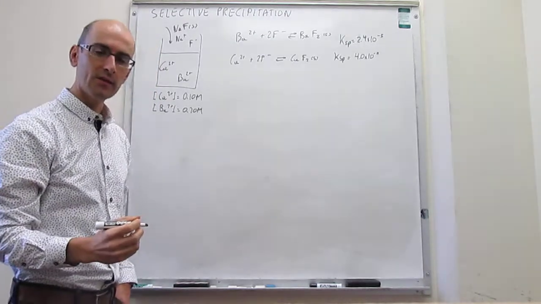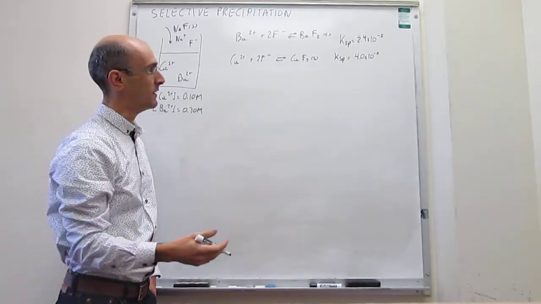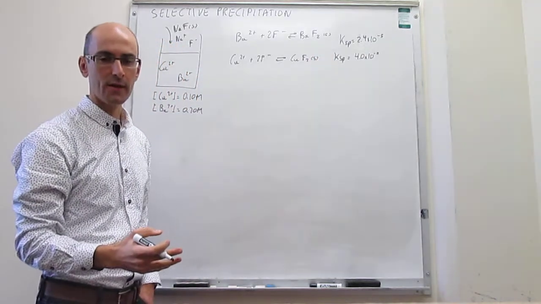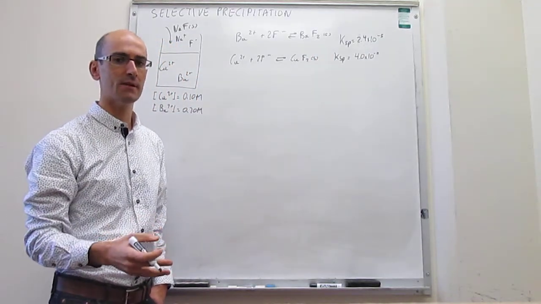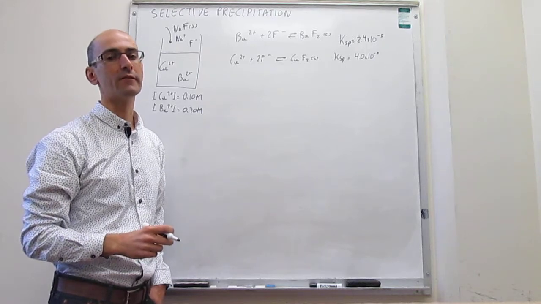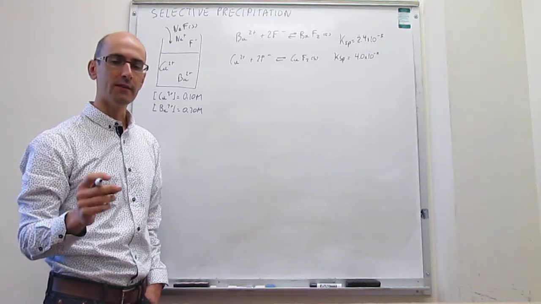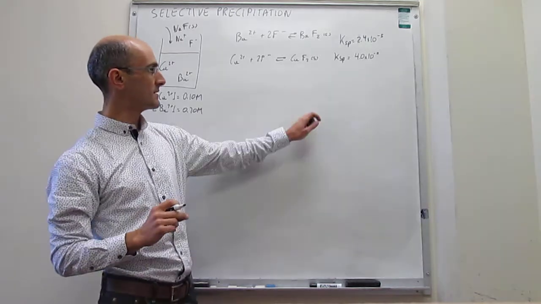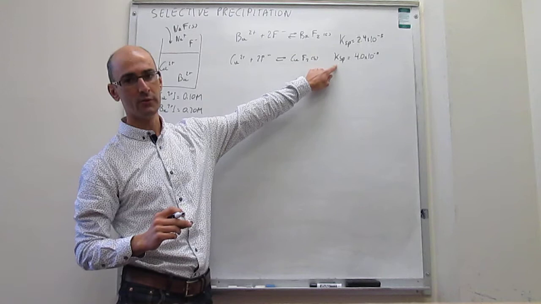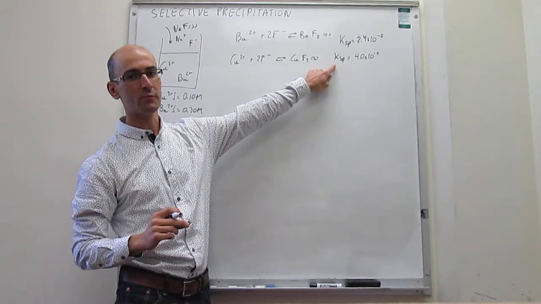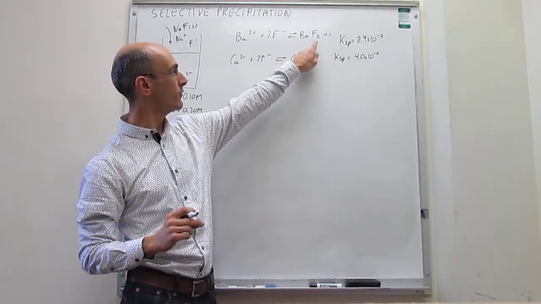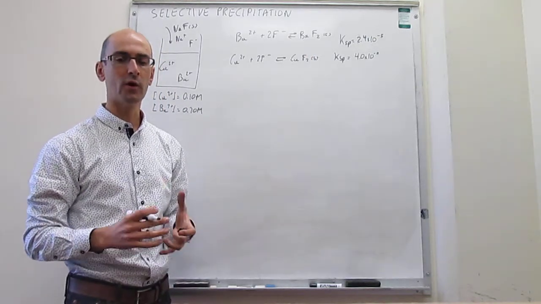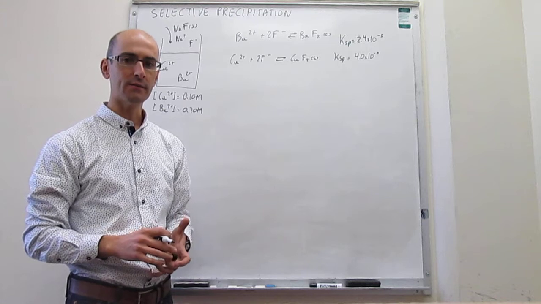Here's the important aspect of this problem. Notice that the solubility products of both salts are very different. That of calcium fluoride is much smaller than that of barium fluoride. So if you're very careful in the addition of fluoride ions, because this salt is more insoluble, you can try to precipitate that first before any of the barium fluoride precipitates. We're going to see how this works by asking the following questions.